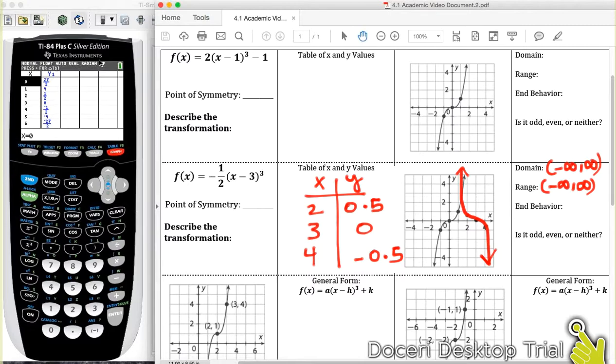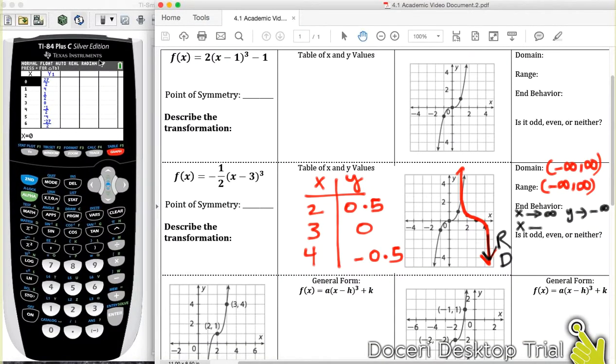Now the end behavior, so let's look as x goes to plus infinity. Look at the right side of your graph. Where is it going? No, this is not the right side. I'm sorry about that. So the right side is over here. This is the right side of my graph. It's going down. So y goes to negative infinity.